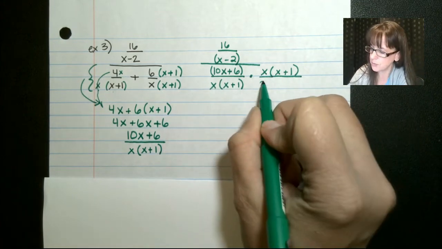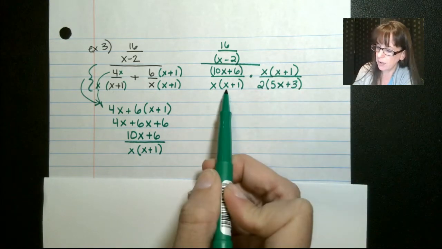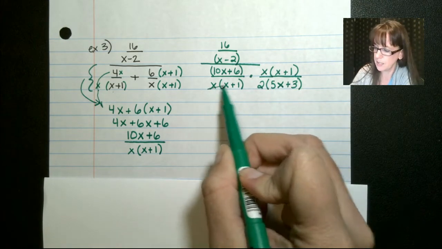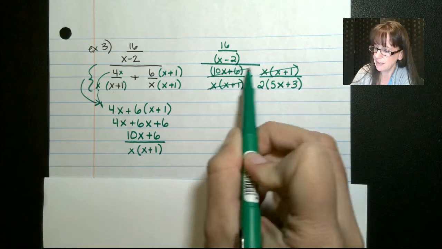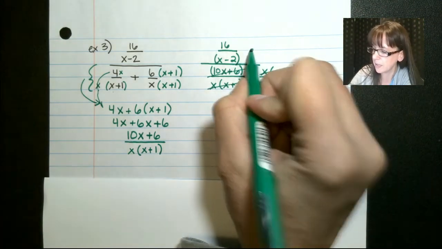Let's take out a 2 there since they have that in common. So that leaves us 5x plus 3. Now, I've done this in the denominator. So this cancels out this, and this cancels out this. But because I've multiplied this denominator, I have to multiply the numerator.